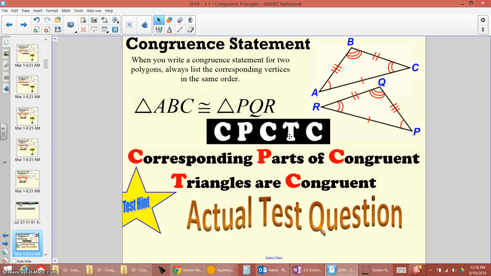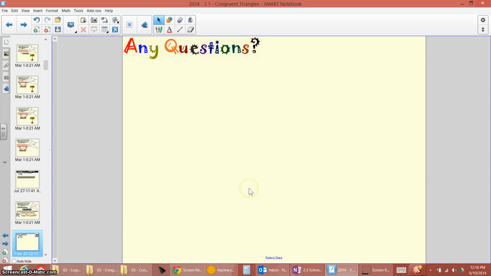All right, this is on a test. Okay, you have to know this. CPCTC: corresponding parts of congruent triangles are congruent. All right, so if I have congruent triangles, right here, and they are congruent, then their corresponding parts are congruent. Just remember CPCTC. That's what you have to remember. This is an actual test question. All right, so far, any questions?